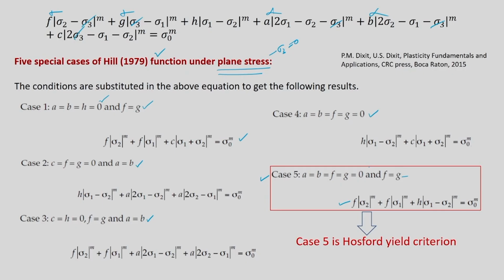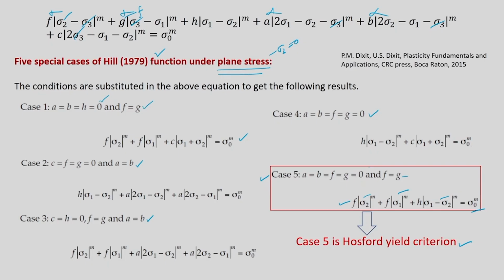So F equal to G means, where is G for me here? G is here. So this is going to become F. So F sigma 1 power m, then sigma 2 power m, then H into sigma 1 minus sigma 2 power m, equal to sigma 0 power m. And this is what is generally called the Hosford yield function.